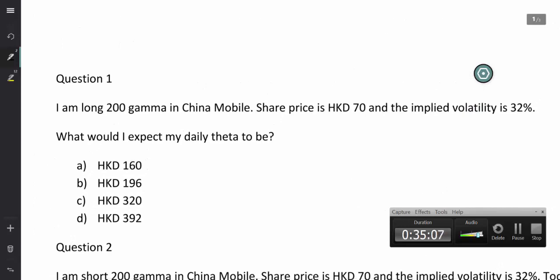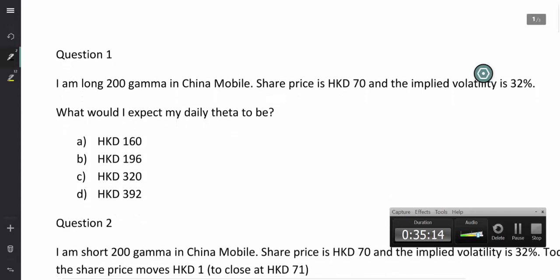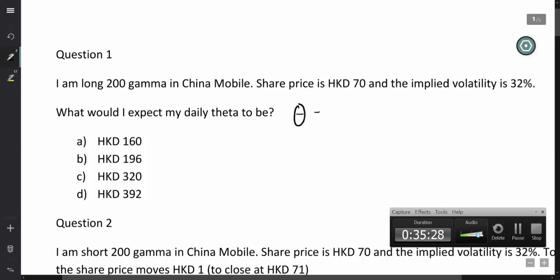Okay, question one is this. I'm long 200 gammas in China Mobile. Share price is 70 and the implied vol is 32. What would I expect my daily theta to be? Well, it is just a straightforward application of that formula. Theta is equal to a half gamma times sigma s squared. This is the expected, or ex ante, gamma revenue. This is not the actual, this is what the market thinks will happen.